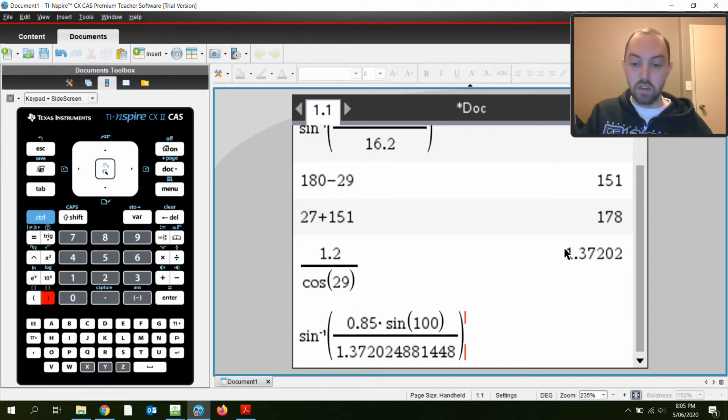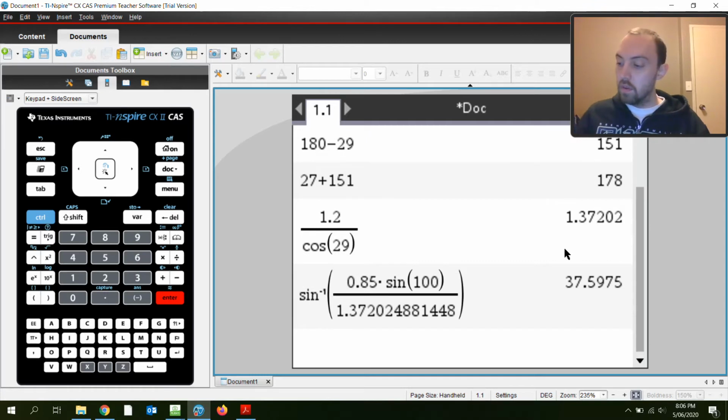Control C is copy, Control V is paste on your calculator, just like it is on a computer. It's kind of handy. Control Z also undoes. It's pretty useful. So we have x is equal to 37.6. I'll just go to one decimal place for now.